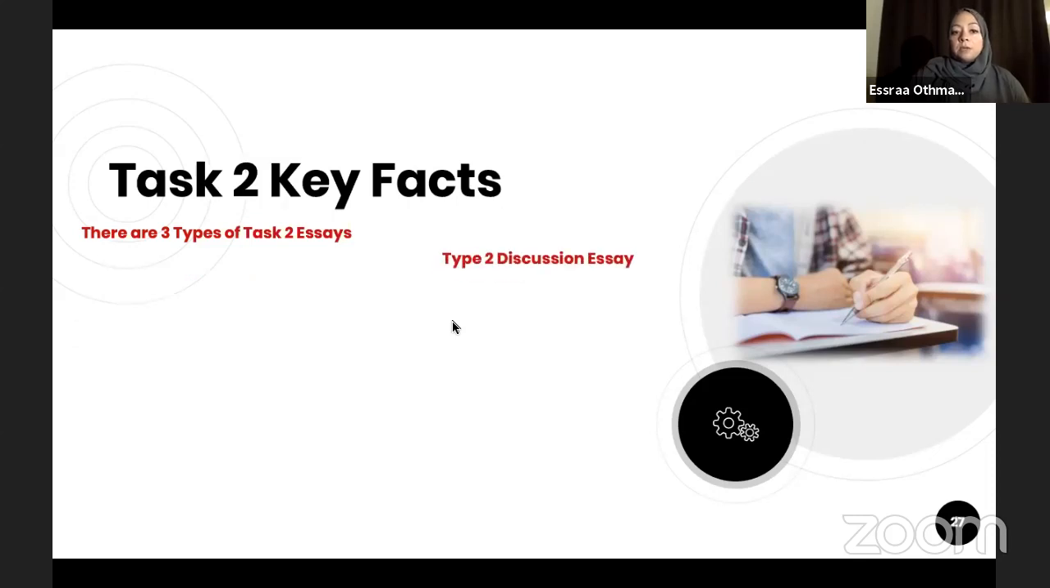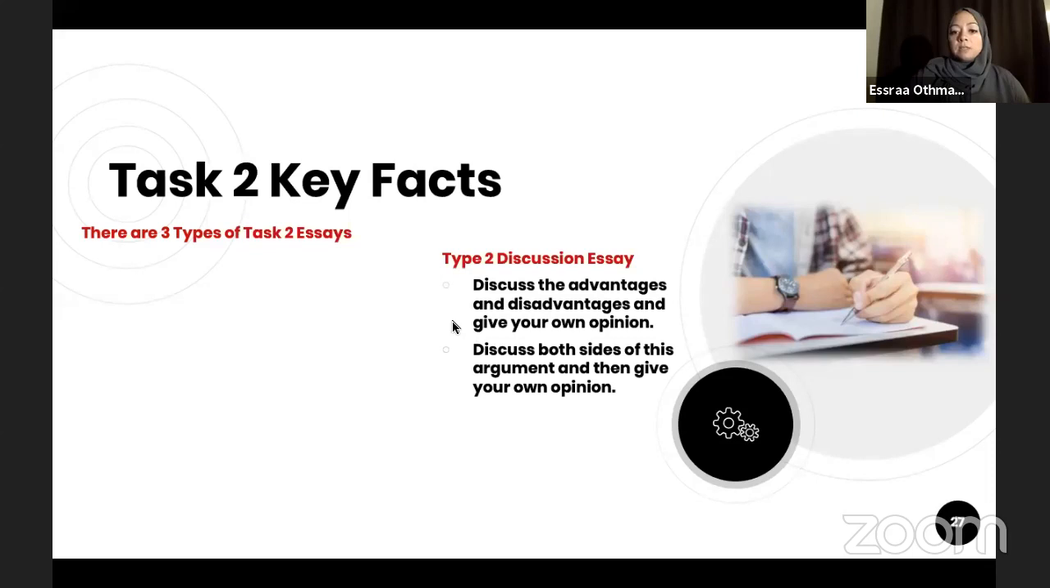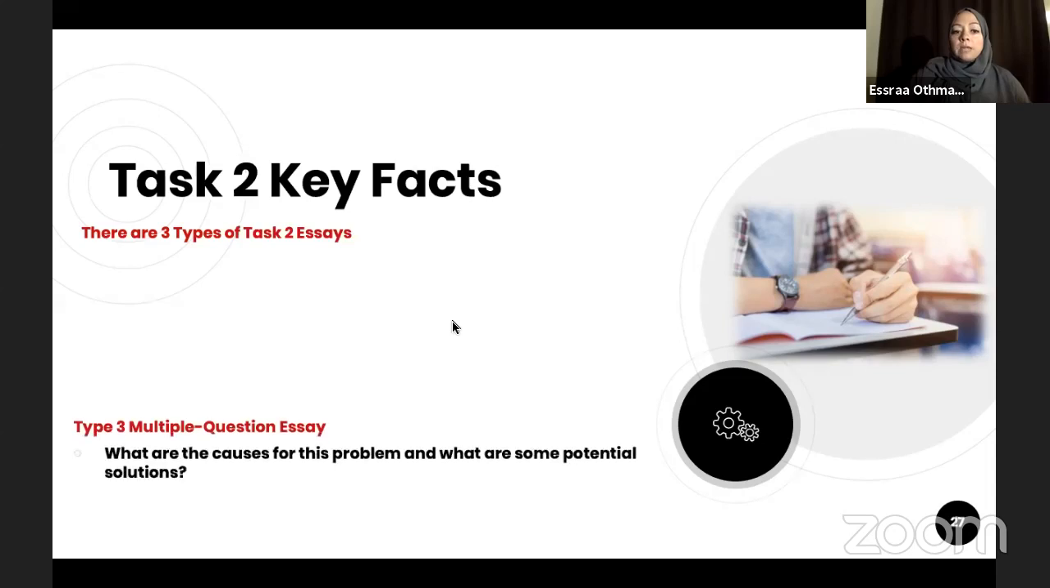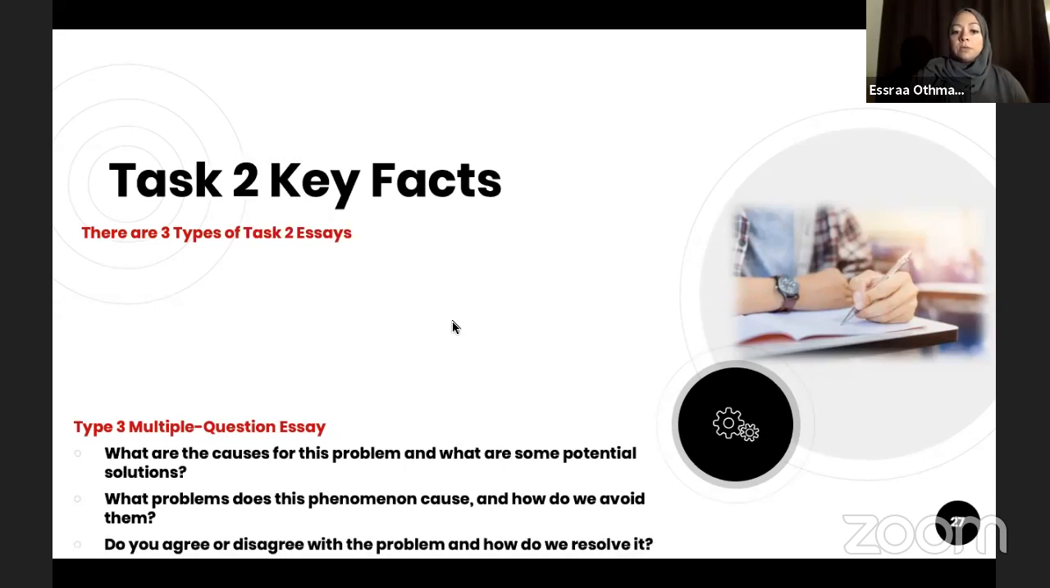The other type would be a discussion essay, by discussing the advantages and disadvantages and giving your opinion at the end: discuss both sides of this argument and give your own opinion. Or the third type, a multiple question essay. What are the causes of this problem and what are some potential solutions? Or what problems does this phenomenon cause, and how do we avoid them? Or do you agree or disagree with the problem, and how do we resolve it? So you can see that each one of them has two parts, and it's very, very important that you answer both parts.